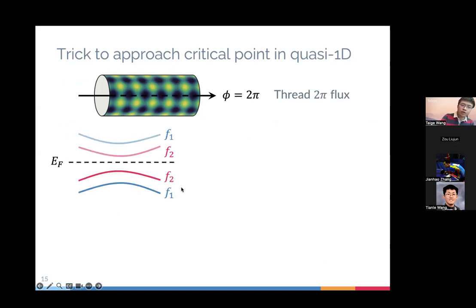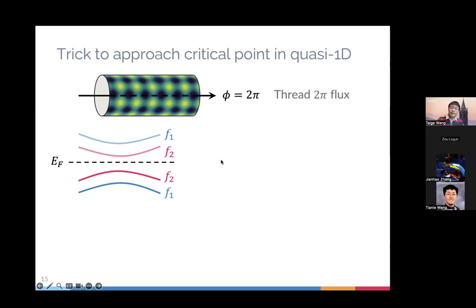Good. So the trick is the following. Now let me thread some flux through the cylinder. Let me thread 2 pi flux. Then it's up to the system to decide how much flux it wants to assign to F1, how much it wants to assign to F2. It's totally arbitrary because you can change the expectation of the magnetic field from the dynamic gauge field.